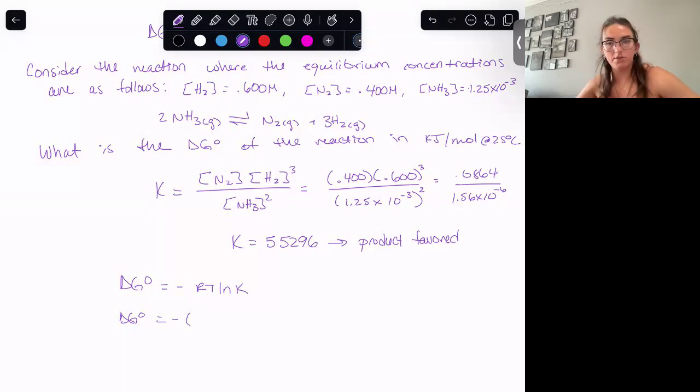What R value are we using here, the big one or the small one? Yep, we're using the big one, because 8.314 is in joules per mole Kelvin. We're trying to get to kilojoules per mole, so we need the energy unit in our R. T is going to have to be in Kelvin, so that'll be 298 Kelvin, which is 25 plus 273. Then take the ln of our K.